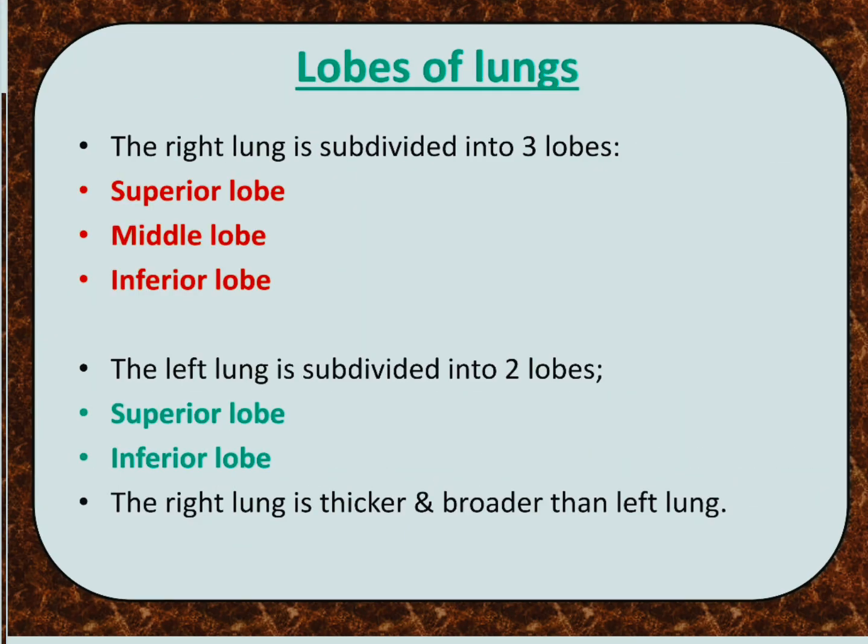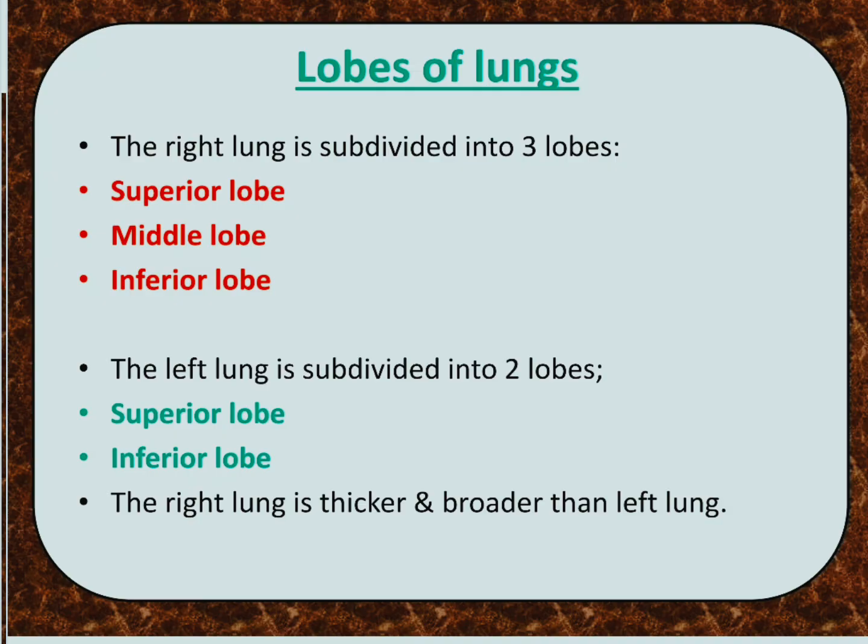Next is lobes of lung. The right lung is divided into 3 lobes: superior lobe, middle lobe and inferior lobe. The left lung is subdivided into 2 lobes: superior lobe and inferior lobe.